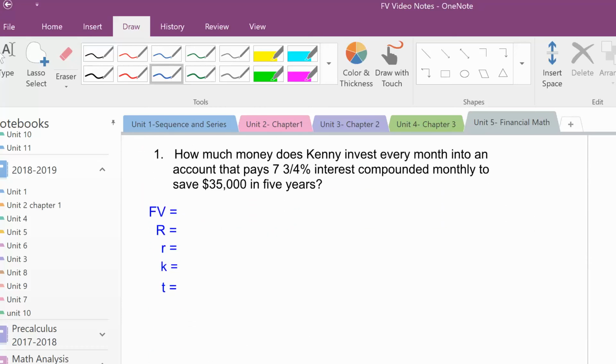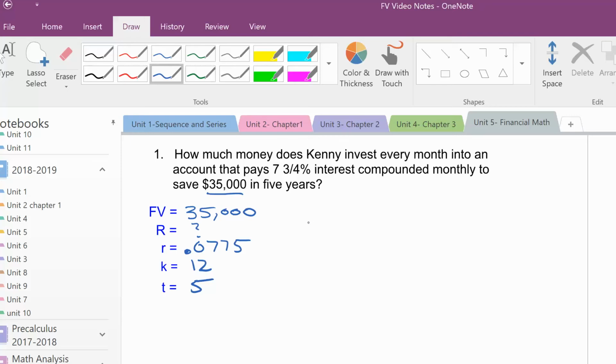So how much money does Kenny invest every month into an account that pays 7.75% interest compounded monthly to save $35,000 in 5 years? So $35,000 is the future value. You're trying to figure out how much he pays every month. The rate is 7.75 or 0.0775. Compounded monthly, so that's 12. And it's 5 years.